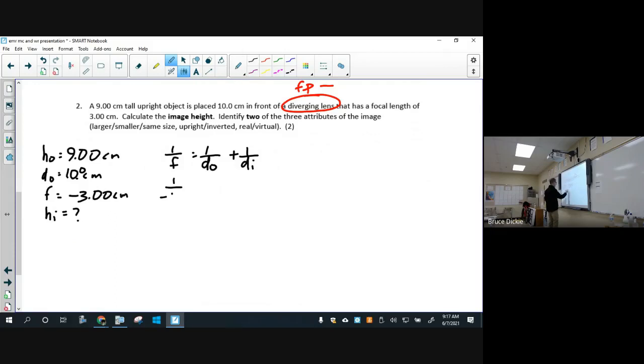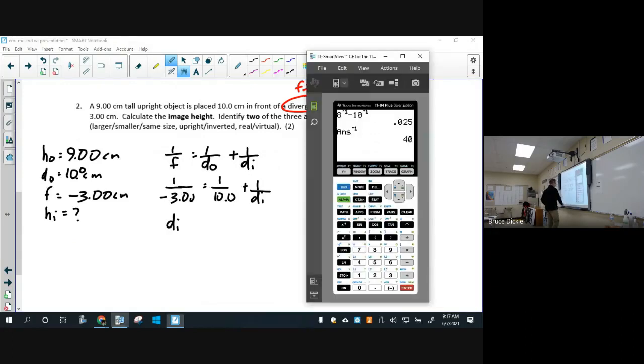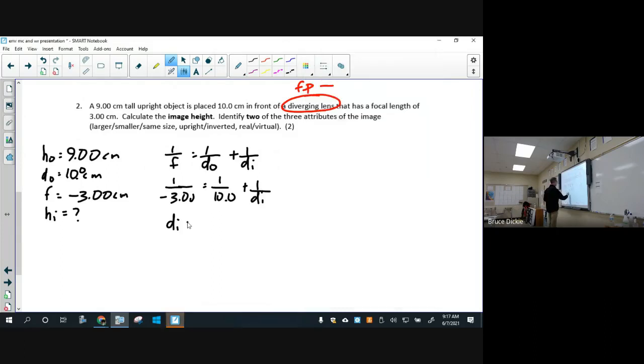1 over negative 3.00 equals 1 over 10 plus 1 over DI. We're going to solve for this pretty much the same way as we did the last one. Let's say negative 3, x to the minus 1. Now let's subtract from that 1 over 10. And then let's flip that over. We get a value of DI of negative 2.3077.